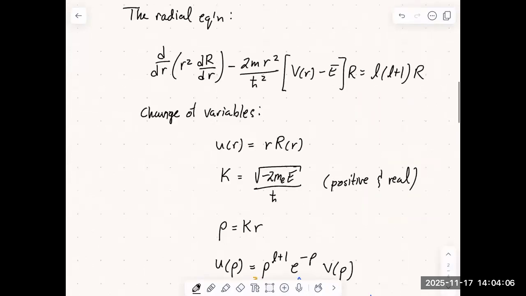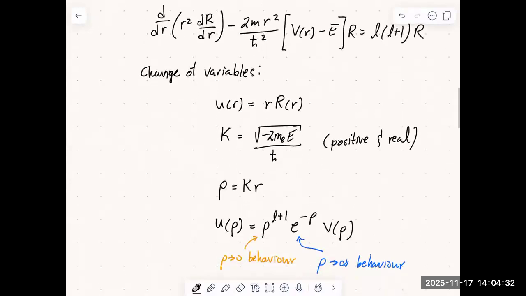Okay, so the radial equation we were working on was kind of a bit of a mess, and we had to do lots of redefinitions or changes of variables. And so I've written down all these important ones. The top line is what we started with. And so the first thing we did is we defined some u as a scaled version of big R. We defined kappa in the usual way, the square root of minus 2mE divided by h bar.